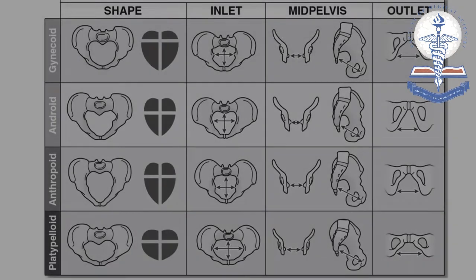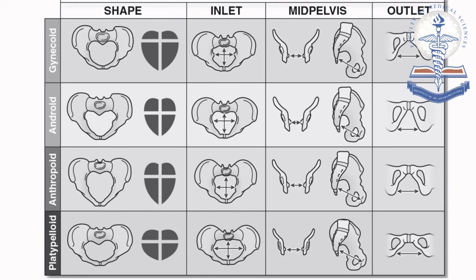Let's briefly go through the normal pelvis and its variations. The gynecoid pelvis is the normal and the most common variety in Caucasian females. Then we have the android pelvis, which is more or less equal to a male pelvis. Then we have the anthropoid pelvis, resembling that of an anthropoid ape, with a much lengthened anteroposterior diameter and a shortened transverse diameter. Last, we have the platypelloid pelvis, which is shortened in the anteroposterior diameter and increased in the transverse diameter.